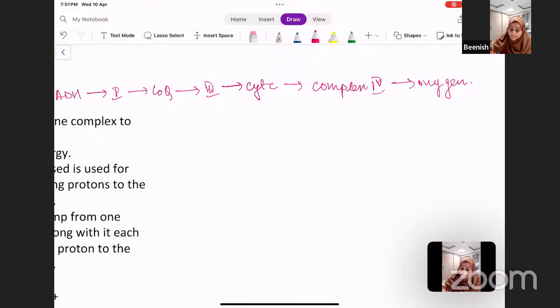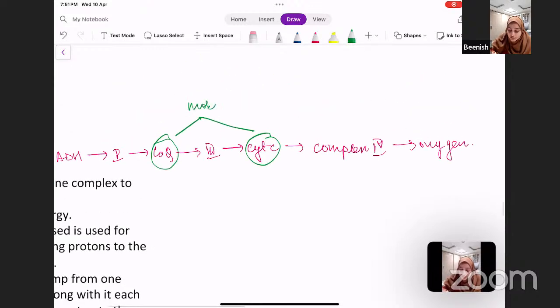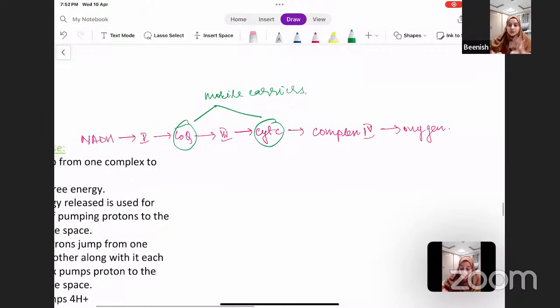Okay. And you also studied that your coenzyme Q and cytochrome C are mobile carriers. So your complex 1 is fixed, your complex 3 is fixed. Coenzyme Q will go to complex 1, take electrons from there, then go to complex 3 and give electrons to it. Okay. Similarly, cytochrome C goes to complex 3, picks electrons from there, and then goes to complex 4 and gives electrons to it. So your complexes are fixed and your mobile carriers are coenzyme Q and cytochrome C.